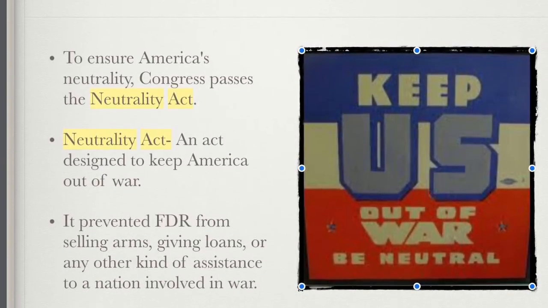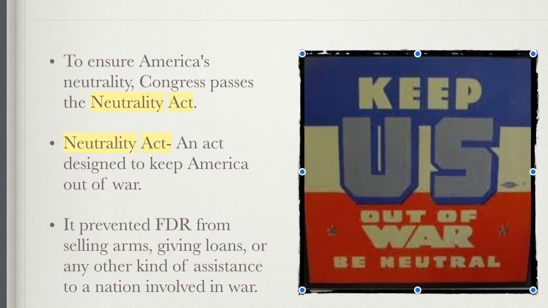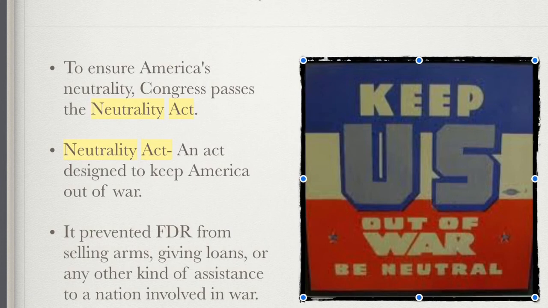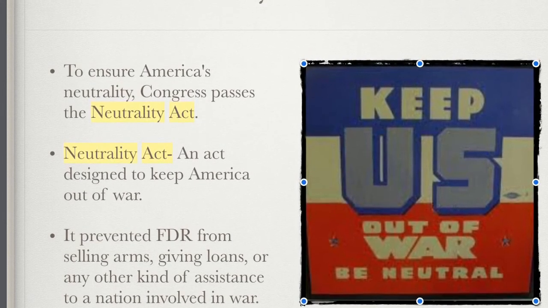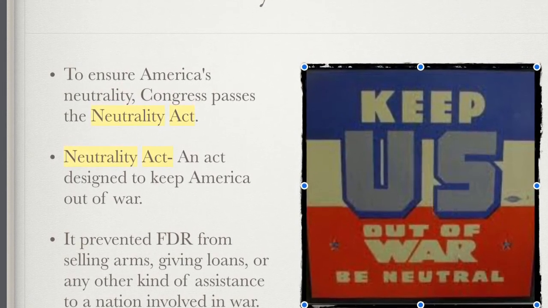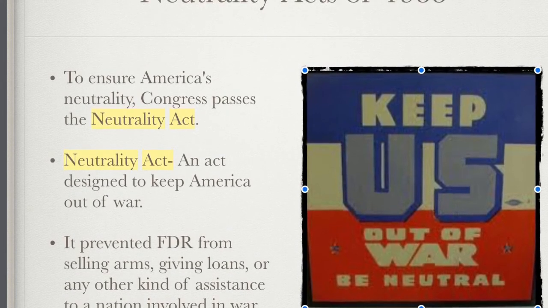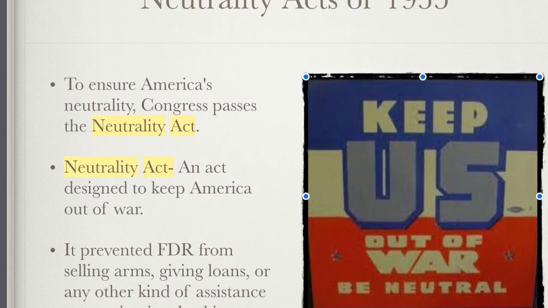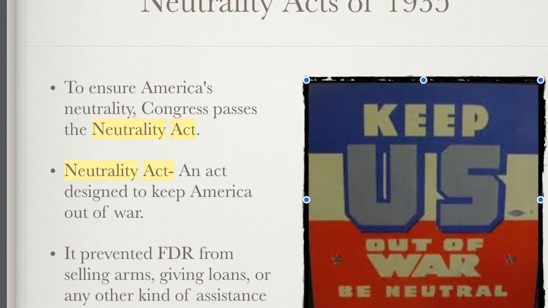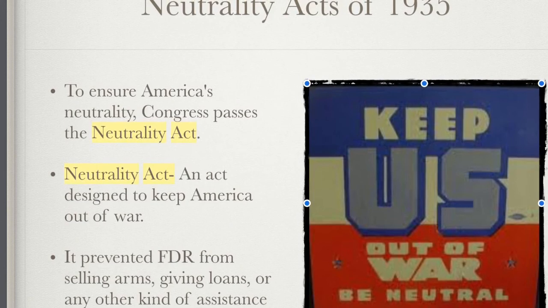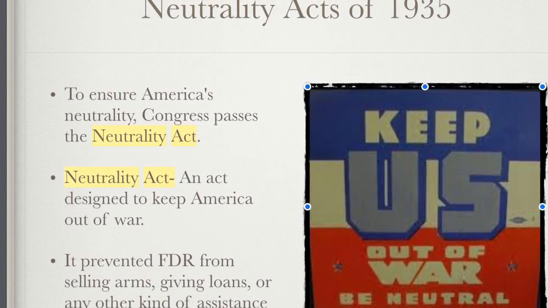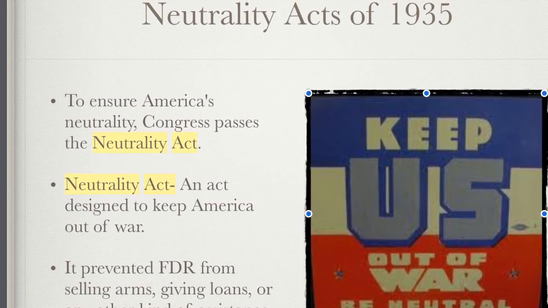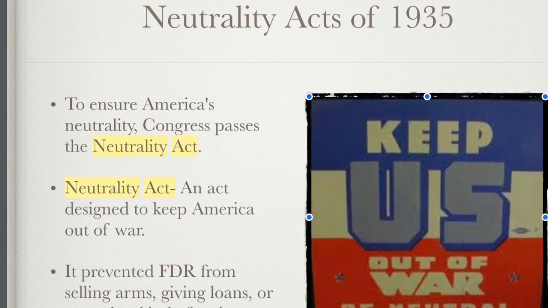To ensure America's neutrality, Congress passed the Neutrality Acts of 1935. The Neutrality Act of 1935 was designed to keep the U.S. out of the war. It prevented FDR from selling arms, making loans, or giving any other kind of assistance to any nation involved in war. So, with the Neutrality Act of 1935, America made a point to remain separated from any wars that were going on because, again, it was best for the United States to remain isolated.